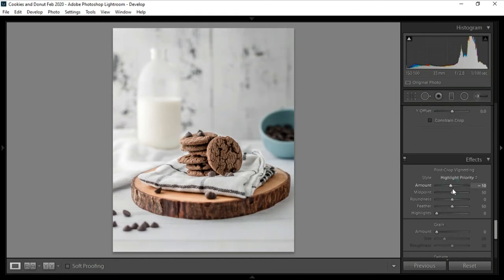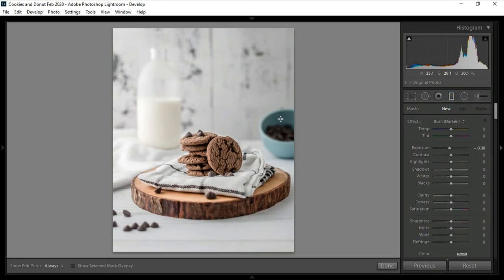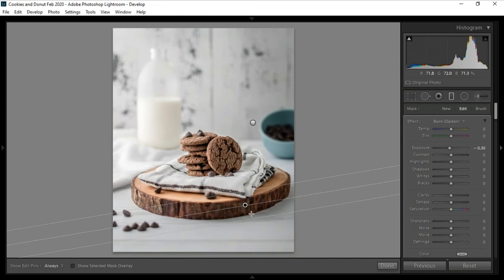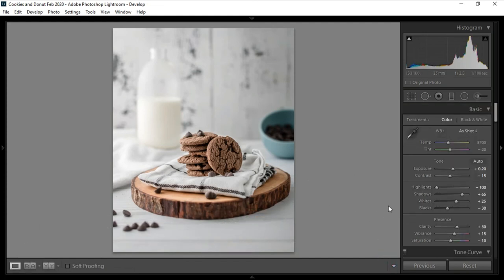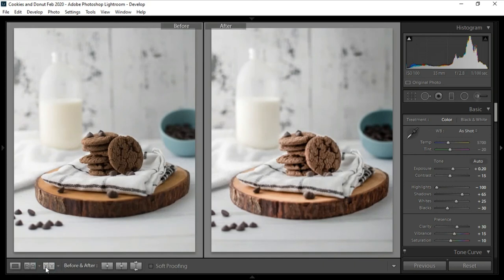Vignetting to minus 10. Give some graduated filter, and choose darken profile. Put it on the right side and lower side to emphasize shadow element. And this is comparison side by side of the photo, before and after using the filter.